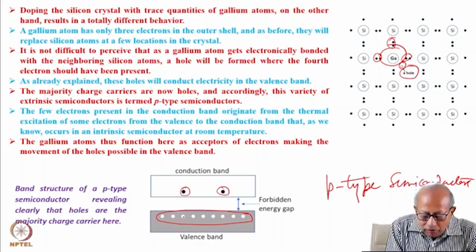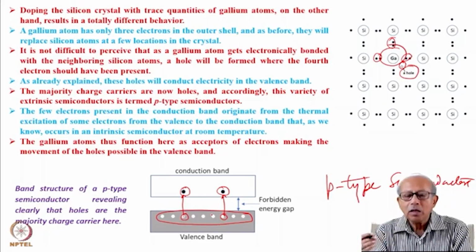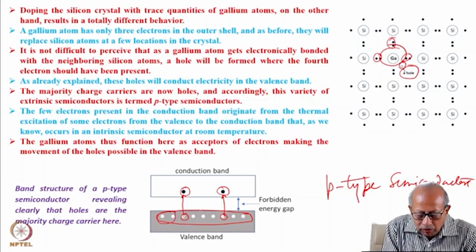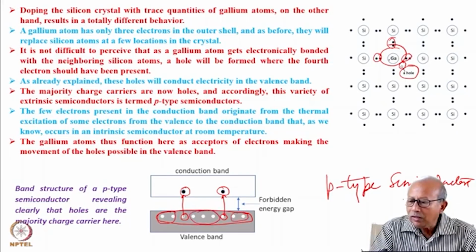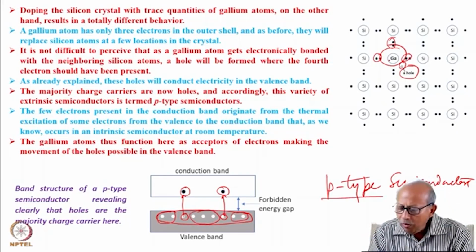So this electron which is present here, by thermal energy, made a transition to the conduction band. So these two holes have been contributed intrinsically by silicon, and the rest of the holes have been contributed, donated by gallium. So this is called a p-type semiconductor.